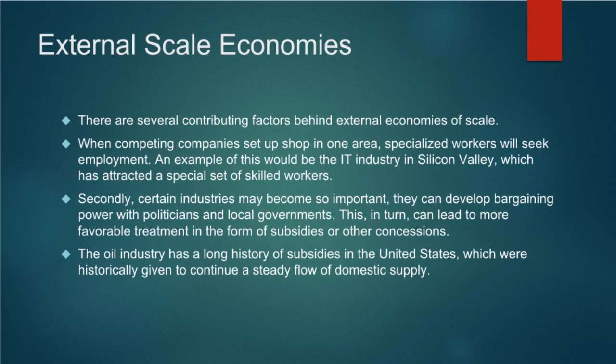There are several contributing factors behind external economies of scale. When competing companies set up shop in one area, specialized workers will seek employment. An example of this would be the IT industry in Silicon Valley, which has attracted a special set of skilled workers. Secondly, certain industries may become so important that they can develop bargaining power with politicians and local governments. This, in turn, can lead to more favorable treatment in the form of subsidies or other concessions. The oil industry has a long history of subsidies in the United States, which were historically given to continue a steady flow of domestic supply.